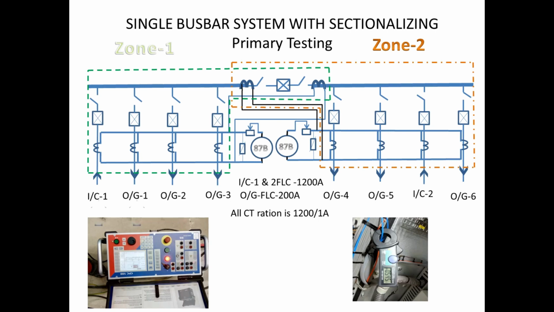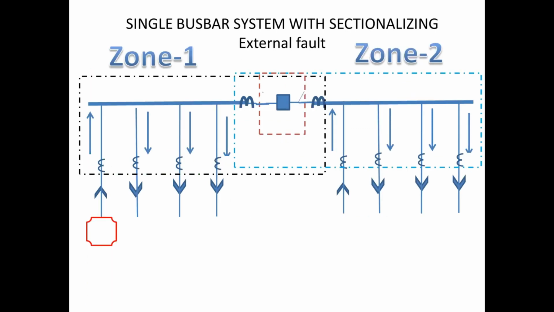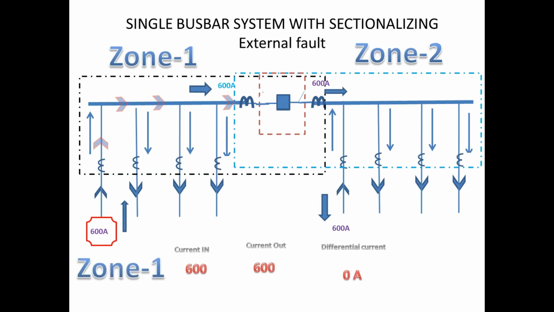and also for checking the bus coupler CT I am going to take outgoing 4. So I am going to close the isolator and breaker for outgoing 4 also. Now I inject 600 amps. Here also the current in and out is 600 amps, so no trip. Like this we have to test for zone 2 also.